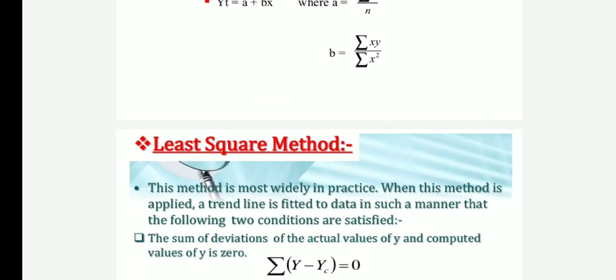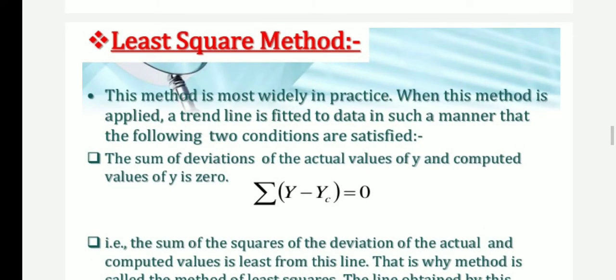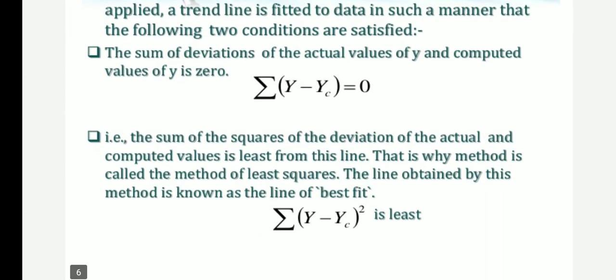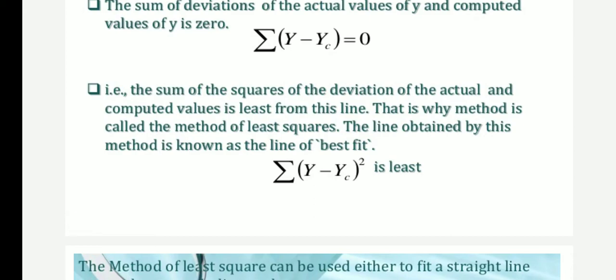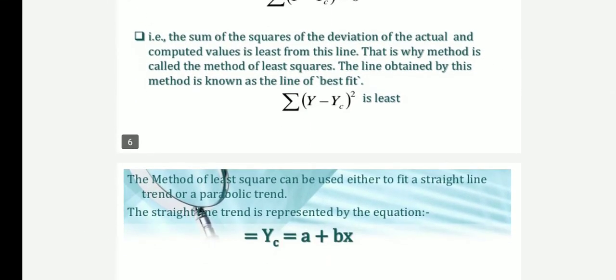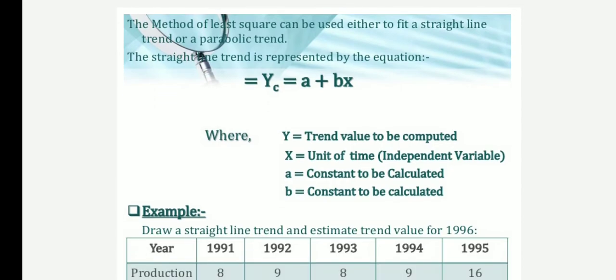The least square method is the most widely used in practice. When this method is applied, the trend line is fitted to the data in such a manner that two conditions are satisfied. What are those conditions? The sum of the deviations taken from the mean should be 0. Similarly, the sum of the squares of deviations taken from the mean should be least. That is the basic property. Now let us go further.